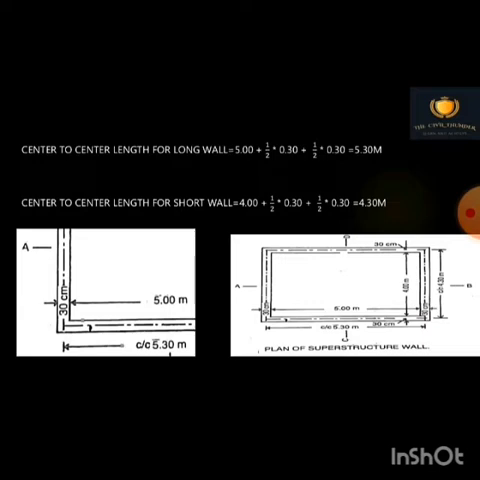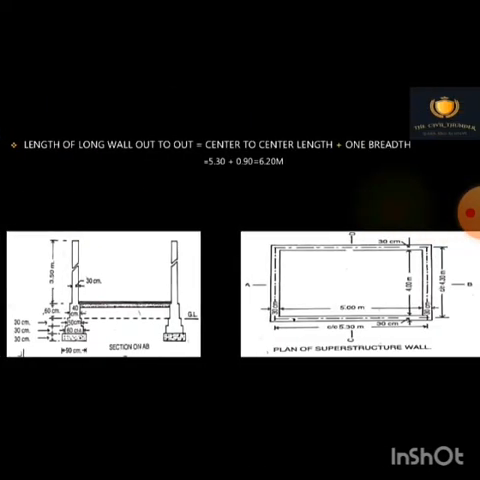Similarly, center to center length of the short wall is equal to 4 meters plus half of the width of the wall plus half of the width of the wall, which is 4.3 meters. Now we have calculated the center to center length of long wall and short wall. Now let us calculate the out to out length of long wall and in to in length of short wall. The out to out length of long wall is equal to center to center length of long wall plus one breadth. This one breadth, as I have already told you, is nothing but the width of the item we are going to perform the work.